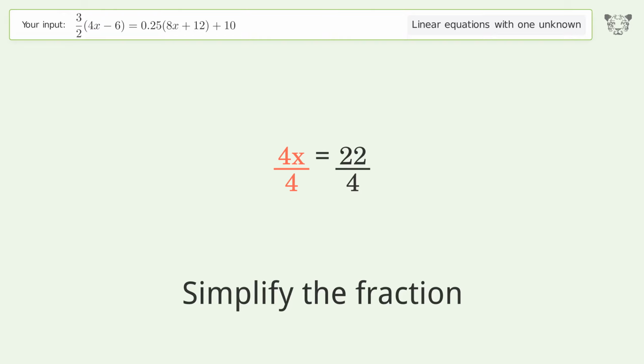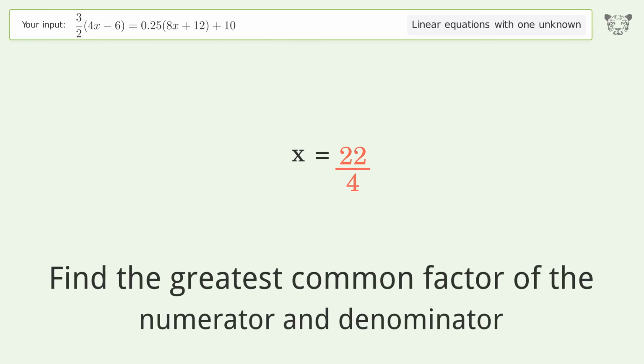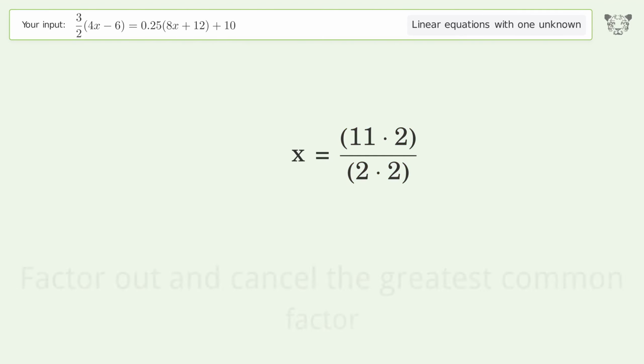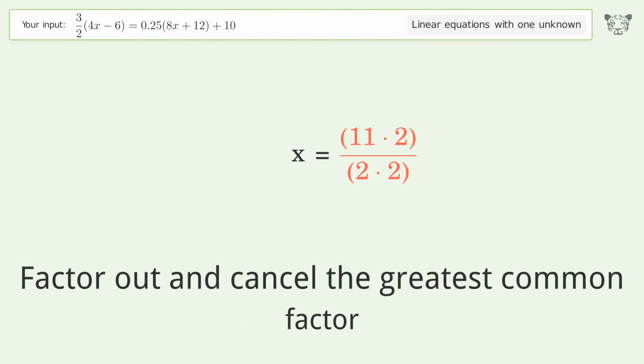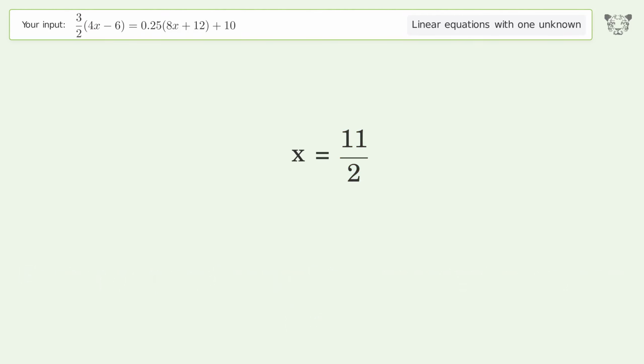Simplify the fraction. Find the greatest common factor of the numerator and denominator. Factor out and cancel the greatest common factor. And so the final result is x equals 11/2.